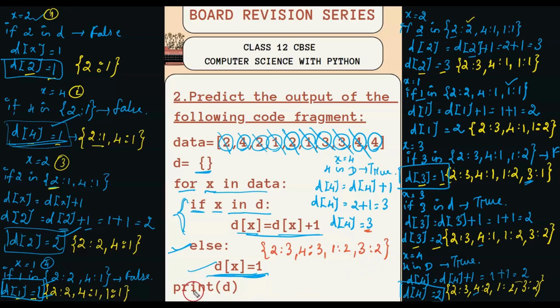So what is the next statement? The next statement will be printing the d. So it will print this as output. It will print the key value pairs 2 is to 3, 4 is to 3, 1 is to 2 and 3 is to 2 respectively.